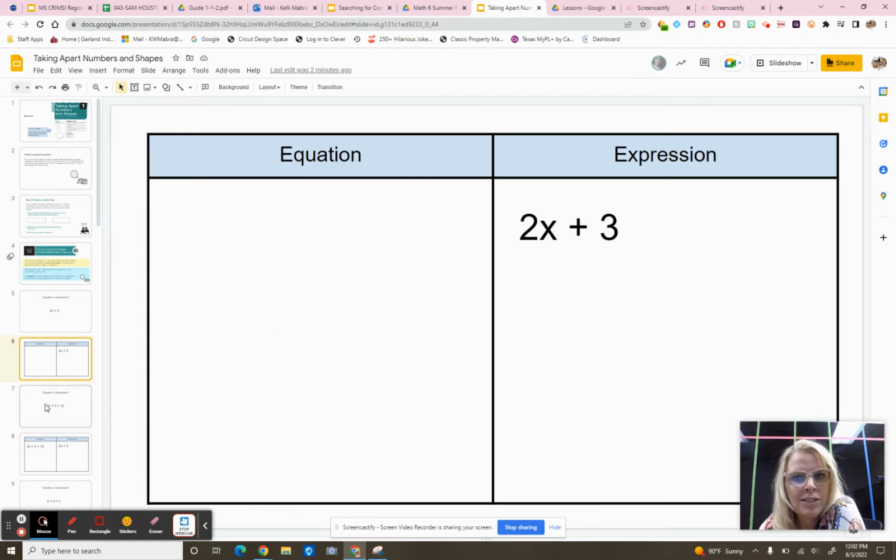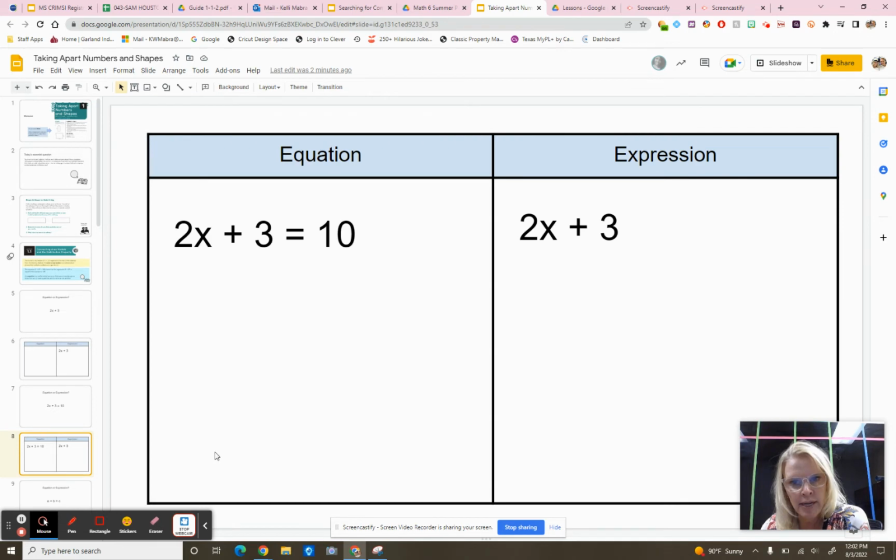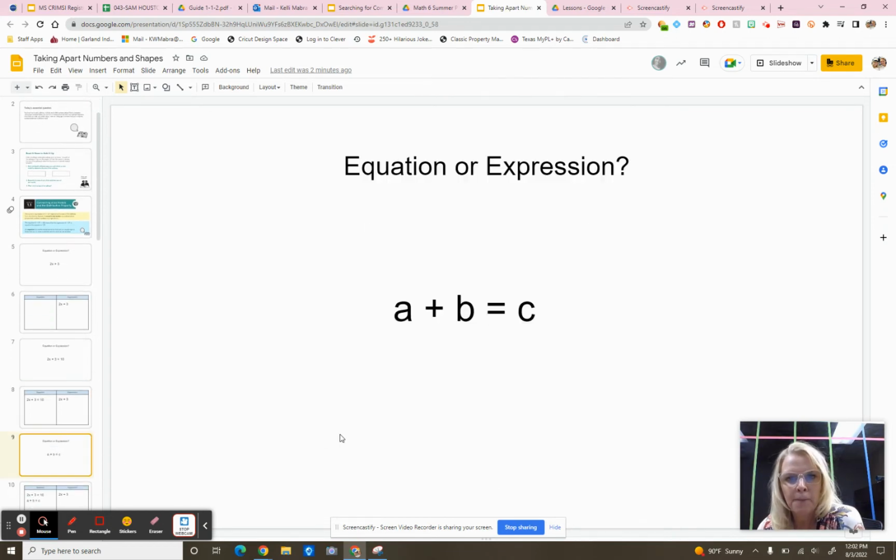All right, let's look at the next one. Is this an expression or an equation? You're right. It's going to be an equation because it does have an equal sign. So you'll see all we did, it's the same starting, but we added equals 10. All right, let's look at the next slide.